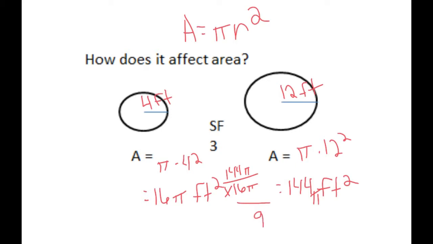So when I take 16 pi and multiply it by 9, I get the larger area of 144 pi. So let's compare the scale factor. The scale factor between the radii is 3, whereas the scale factor between the areas of the circles is 9.